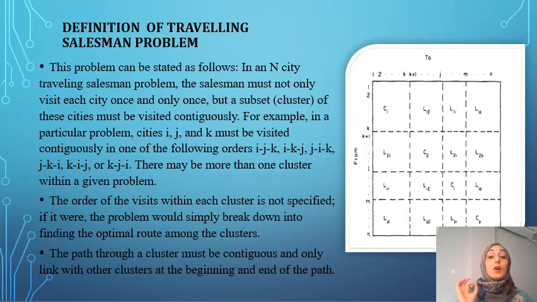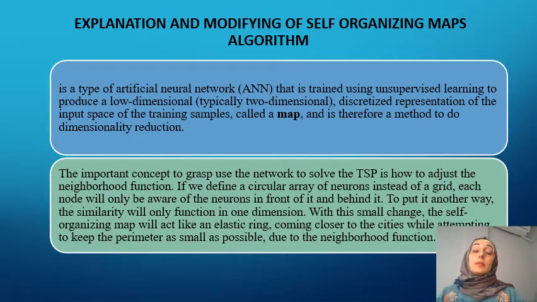There may be more than one cluster within a given problem. The order of visits within each cluster is not specified. If it were, the problem would simply break down into finding the optimal route among the clusters. The path through a cluster must be contiguous and only linked with the other clusters at the beginning and the end of the path.